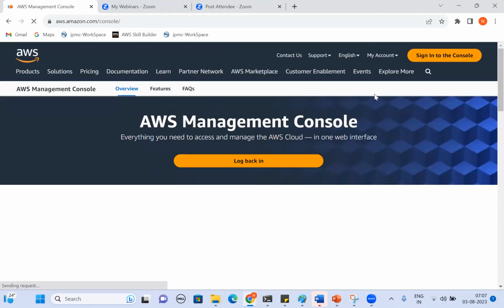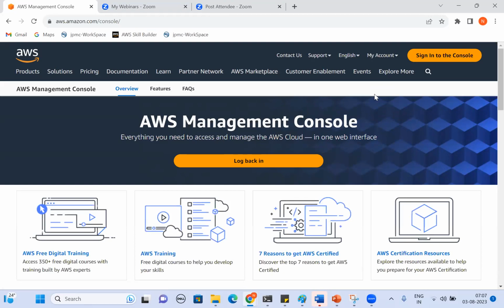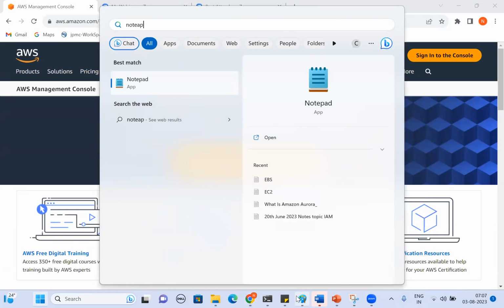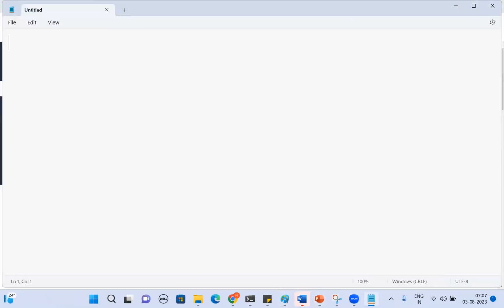Okay, so before creation of the AWS console or getting access, two things are required. One is an email ID. Okay, and if you have a credit card, that will help you with the creation of the AWS console.